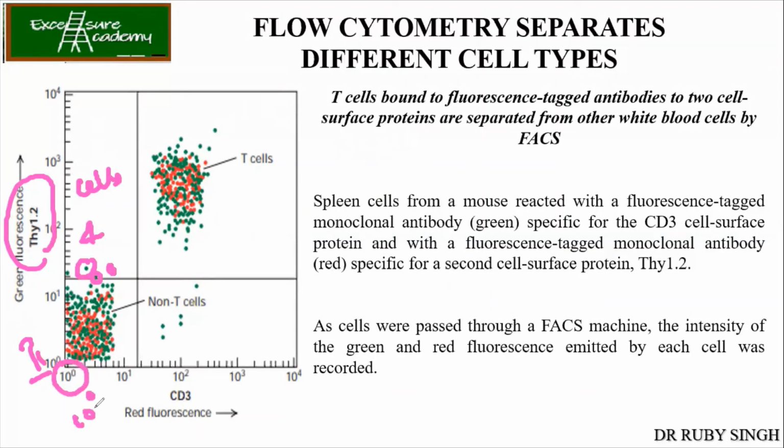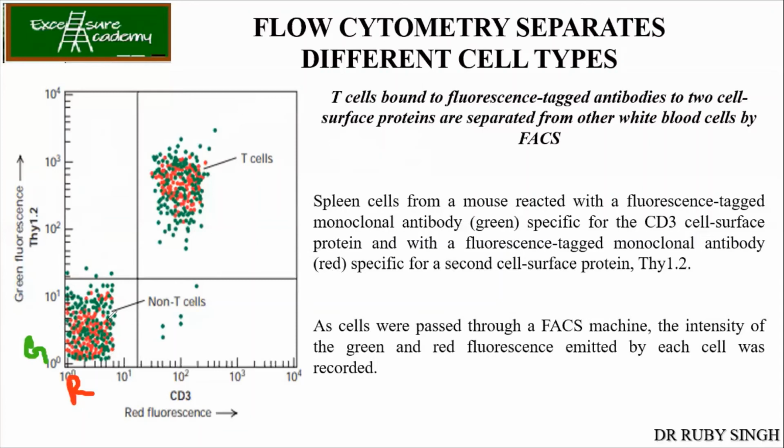10 raised to 0 means what? What is the value of 10 raised to 0? Any idea? In maths, when we say 10 raised to 0, or any value raised to 0, the value is 1. If I say 5 raised to 0, it is 1. If I say 100 raised to 0, it is 1. So if you see over here, 10 raised to 0, 10 raised to 0, both green as well as red fluorescence is coming in this quadrant, right?